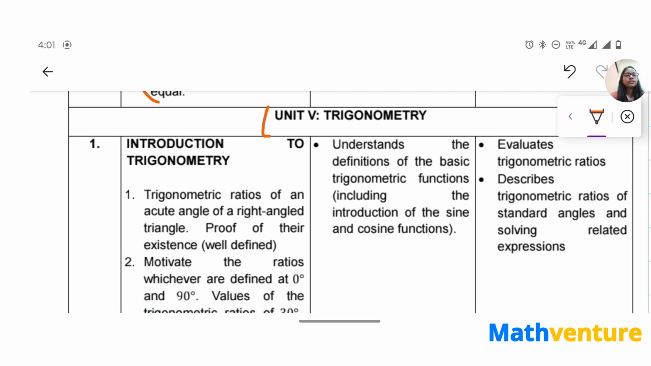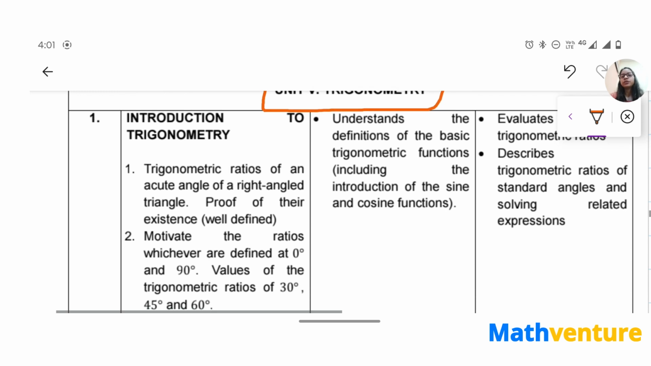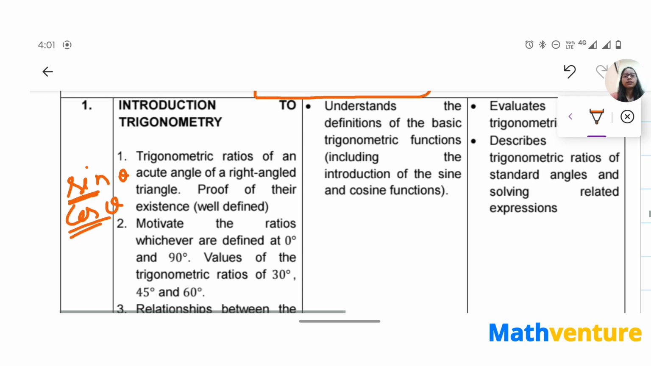The next is fifth unit under trigonometry. You will see the introduction to trigonometry. You have come across earlier terms like sine theta, cos theta. These are the trigonometric ratios and you will learn in detail in this unit. And you will see values of these trigonometric ratios at different angles, like at 0 degree, at 90 degree and 45, 60. It is written here.